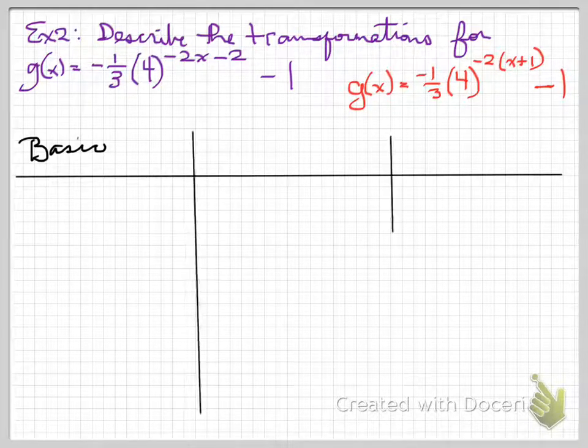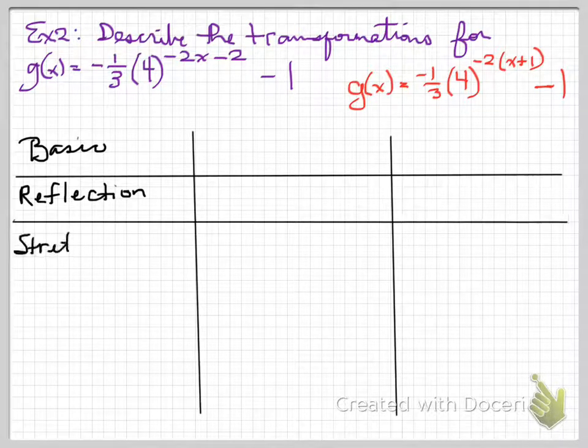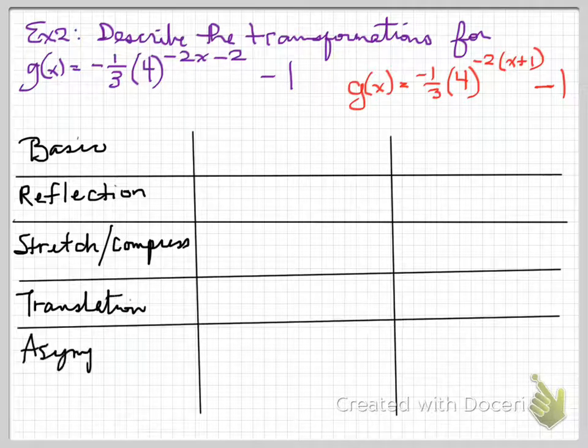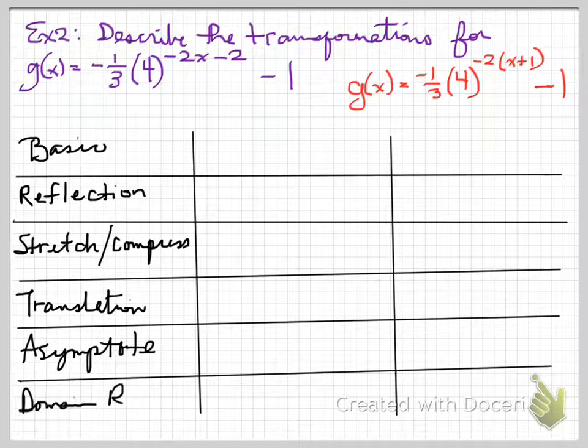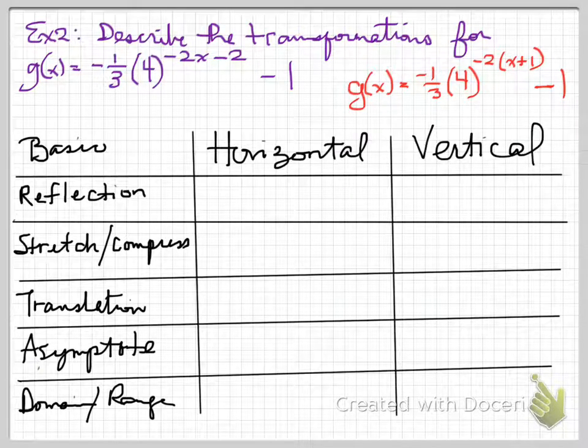So I need to know what the basic equation is. I need to know if there are any reflections, any stretch or compress, translation, asymptote, domain and range. And this can happen vertically or horizontally. So we're going to talk about this. A reflection means that either the A or the K value is negative.